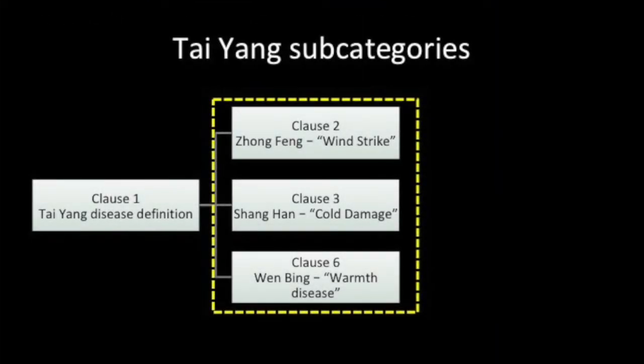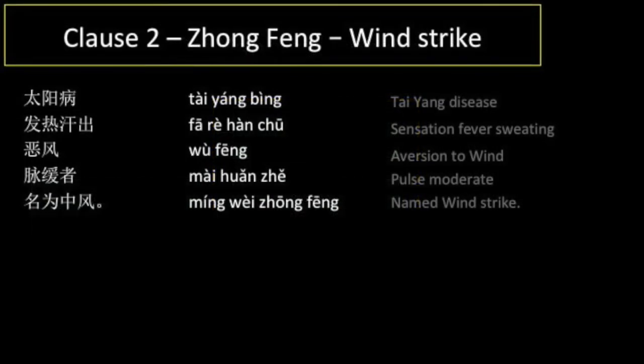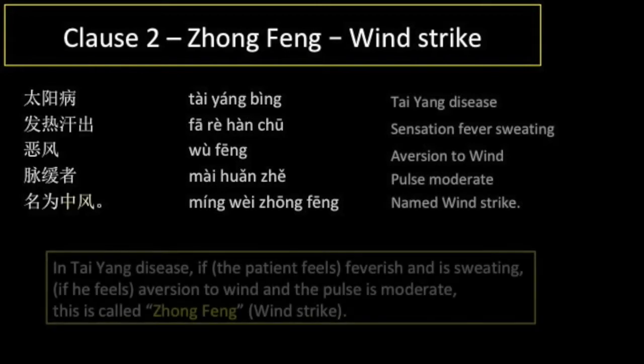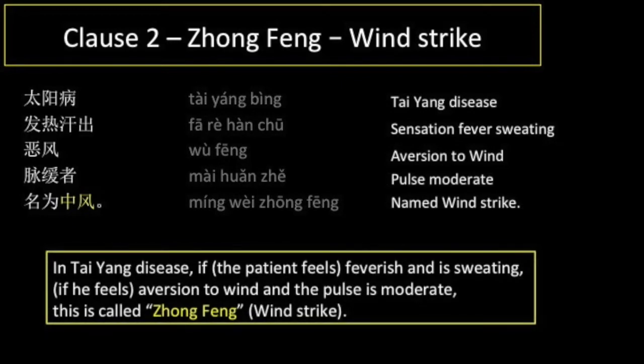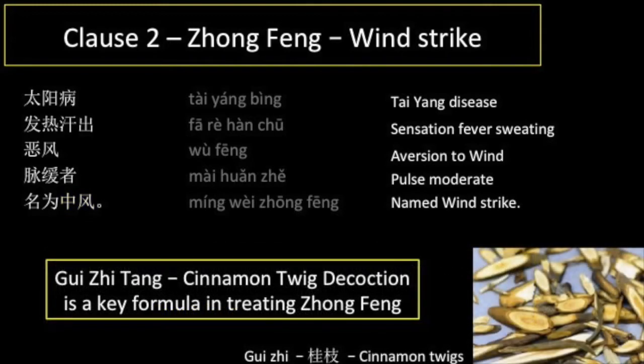These are the definitions of the 3 major subcategories. Zhong Feng or wind strike is defined in clause 2. 太阳病，发热汗出，恶风脉缓者，名为中风。 In Tai Yang disease, if the patient feels feverish and is sweating, if he feels aversion to wind and the pulse is moderate, this is called Zhong Feng or wind strike. The key formula for treating Zhong Feng is Guizhi Tang or cinnamon twig decoction. We will be discussing this formula in more detail in a future video.